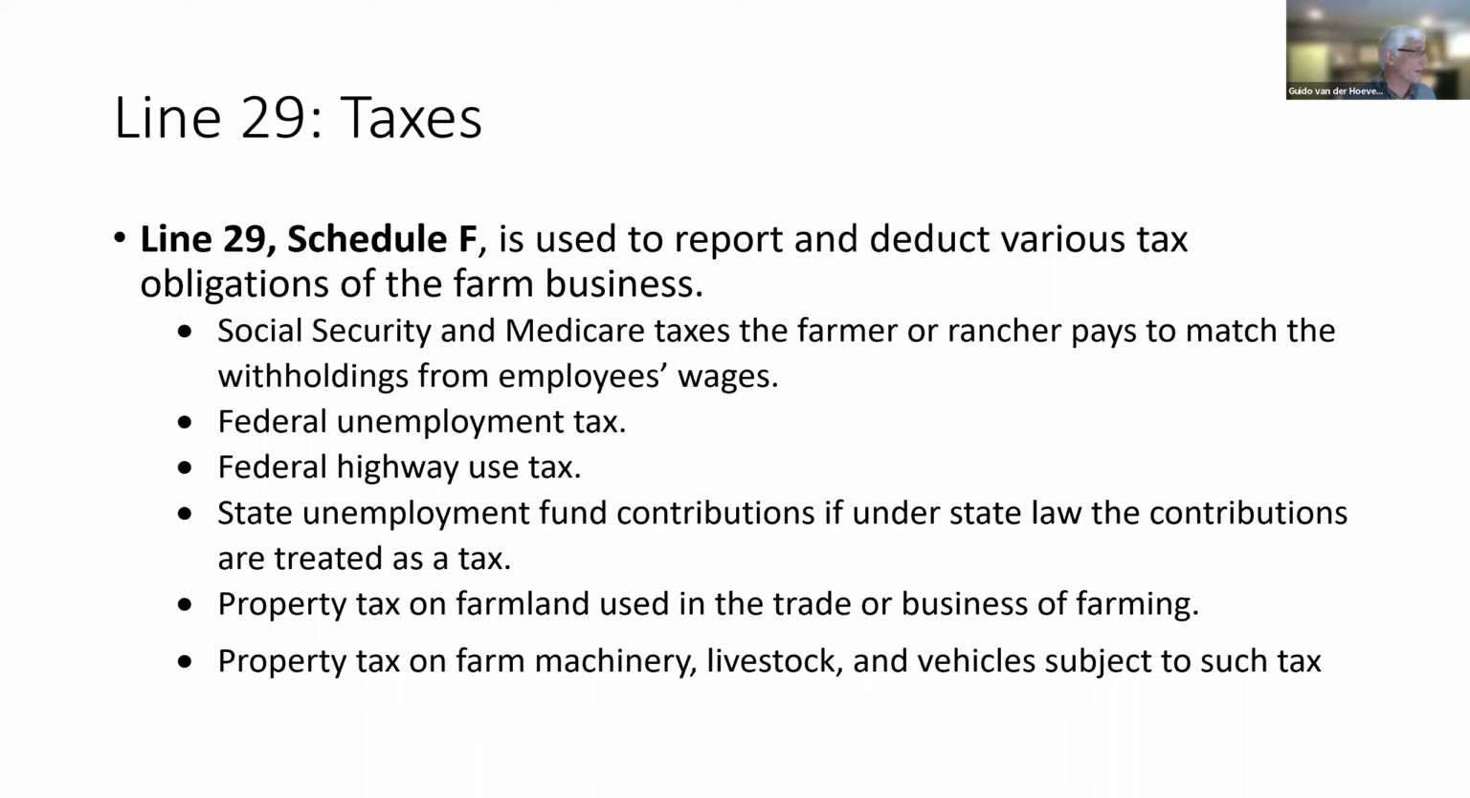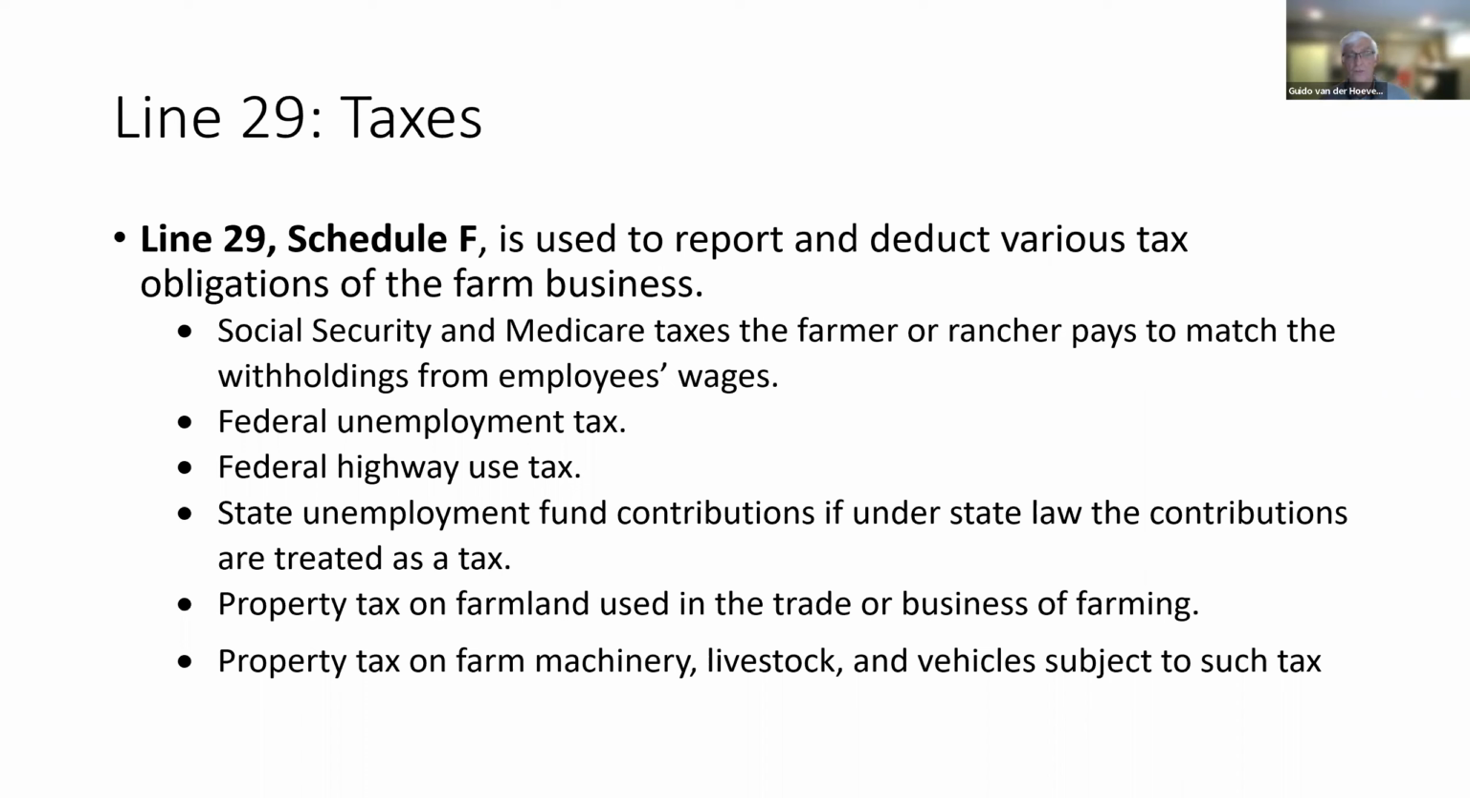Line 29 is where we're coming into the closing part and finishing up this particular form. This is going to be for taxes that are part of the business items. So Social Security and Medicare taxes that the farmer or rancher pays to match the withholdings from employees' wages are going to be reported on line 29. If there's any federal unemployment tax, if the farm is large enough and pays sufficiently large wages, then you need to have federal unemployment. Federal highway use tax on heavy duty trucks. This is where you're going to report it and take the deduction.